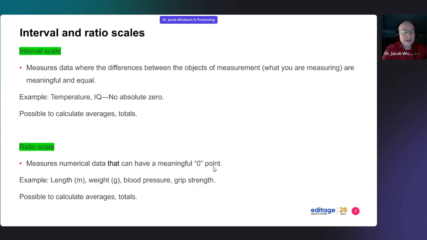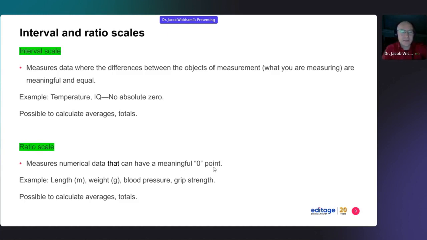And then the ratio scale. This is numerical data that has meaningful 0 points. For example, length, weight, blood pressure, grip strength. They have a meaningful 0 point.